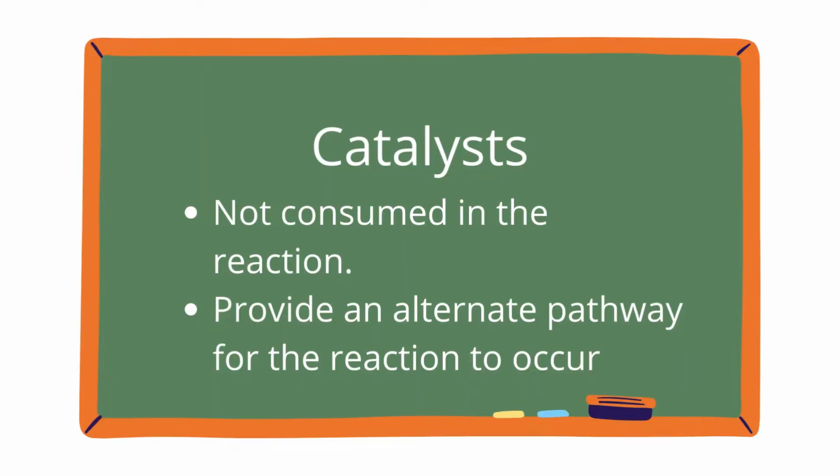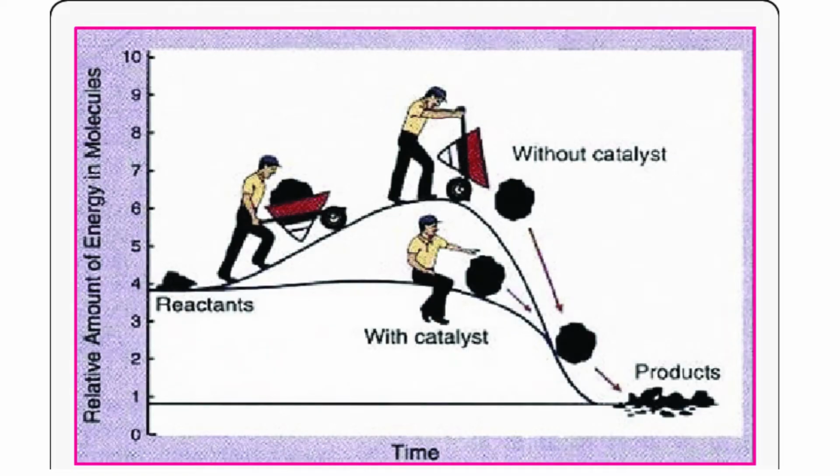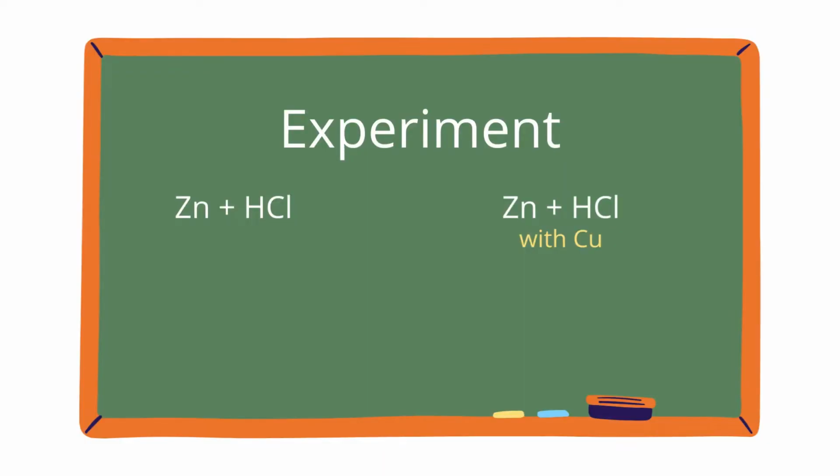The catalyst provides an alternate pathway for the reaction to take place. Instead of all the reactants needing to collide, some of the reactants can first react with the catalyst, and then the catalyst reacts with the other reactant. To examine this, we did a reaction of zinc and hydrochloric acid, and then repeated the reaction in the presence of copper, which acts as a catalyst.